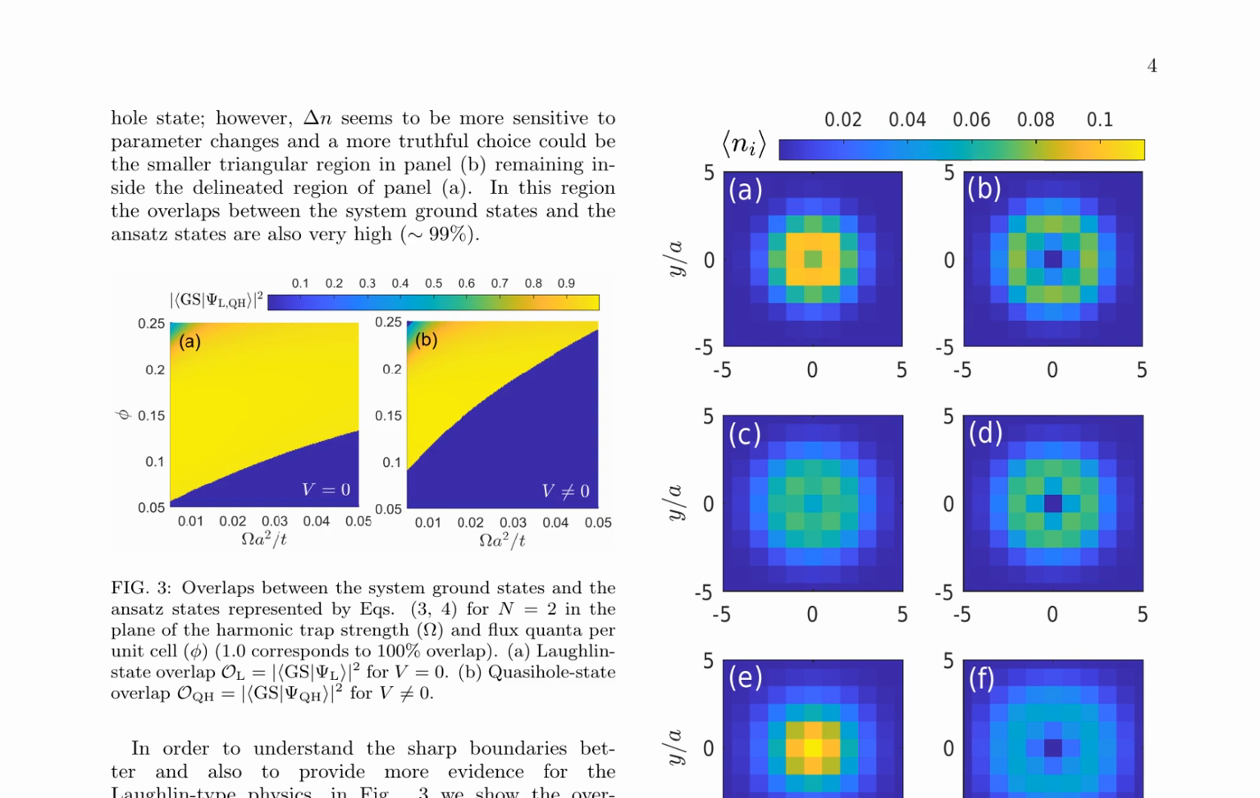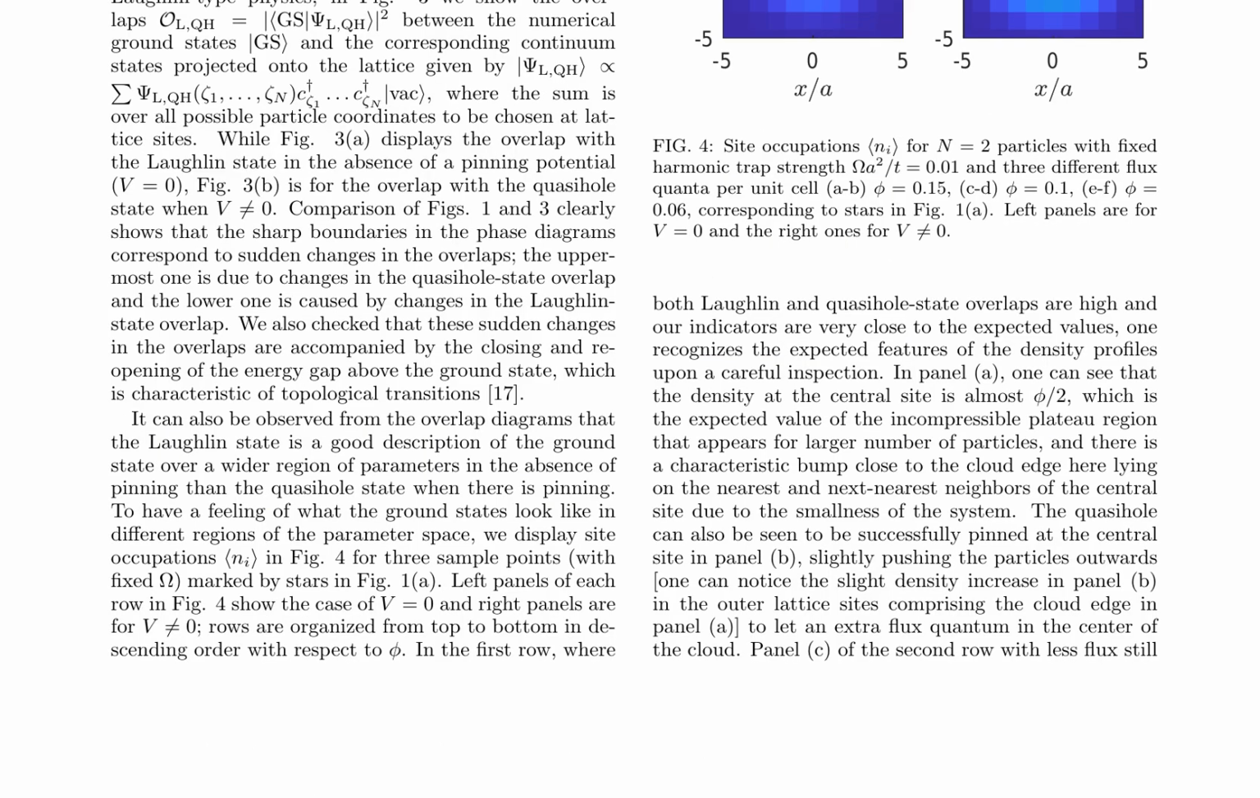The refined version starts directly with the content, maintaining a highly technical and professional tone. It covers all major points from the page, including the discussion on the overlaps between the system ground states and the ansatz states, the significance of the triangular region in panel B, and the site occupations for different parameters. Novel ideas, significant findings, and important arguments are highlighted throughout.